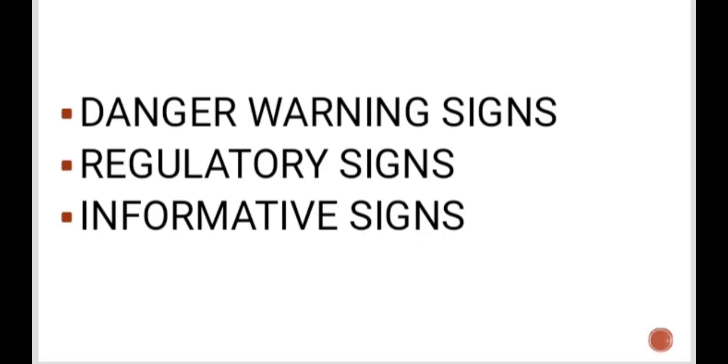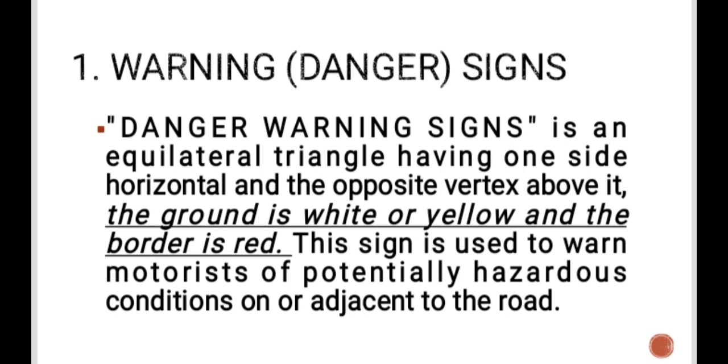So, dito naman classification of international traffic signs. Merong dito danger warning signs, regulatory signs, and informative signs. So, number 1, warning danger signs. A danger warning sign is an equilateral triangle having one side horizontal and the opposite vertex above it. The ground is white or yellow and the border is red. This sign is used to warn motorists of potentially hazardous conditions on or adjacent to the road.